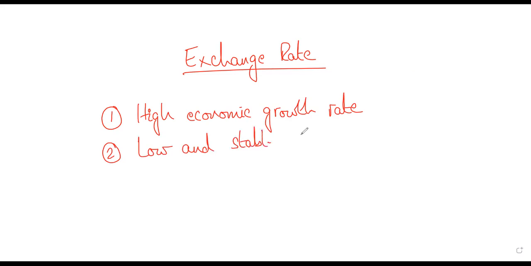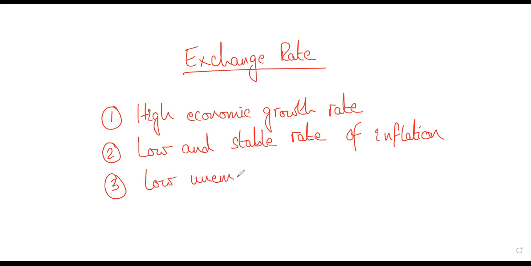Low and stable rate of inflation. Then you have stable, low unemployment. That's also an objective. That's another objective for the government. Low inflation, low unemployment, and the last two are stable exchange rate and stable balance of payment, right?